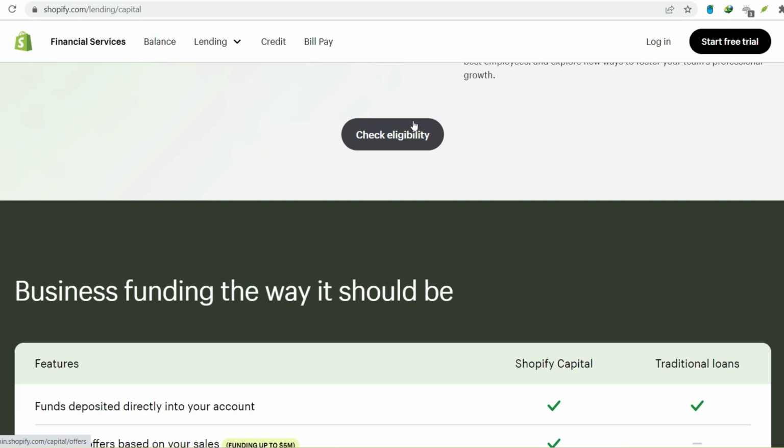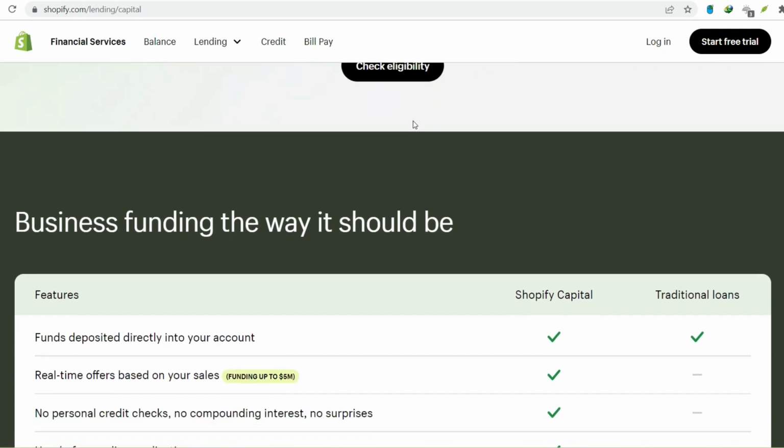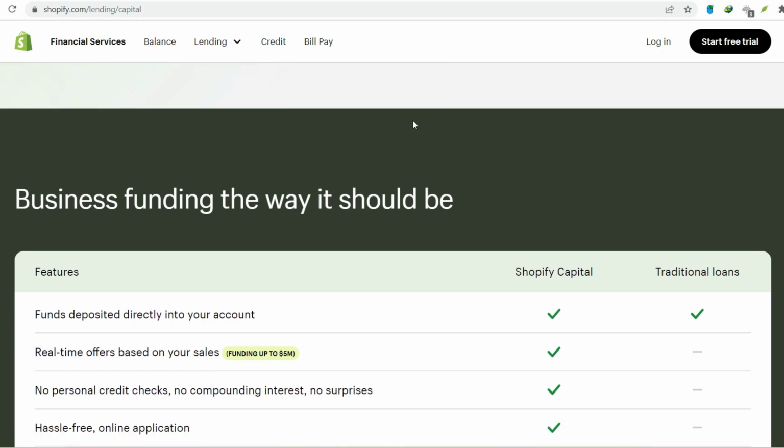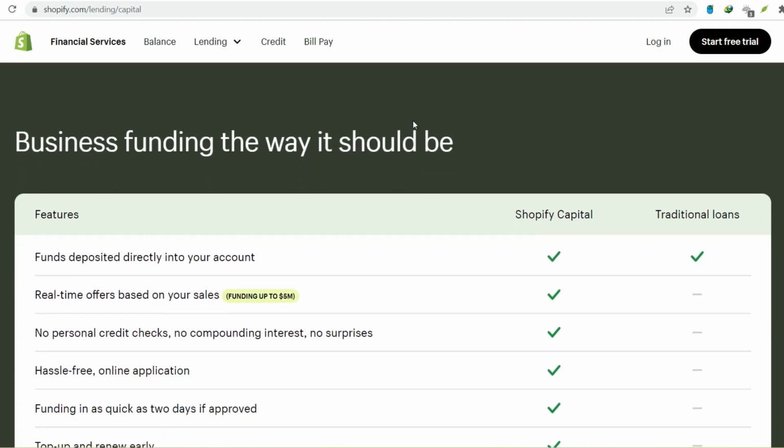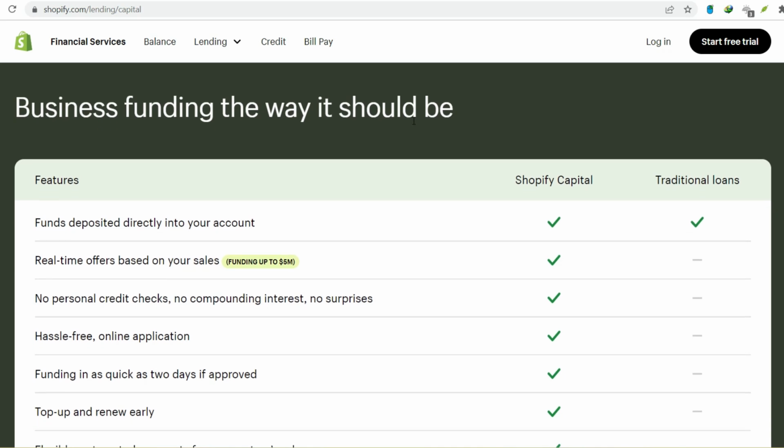Total payment amount, or total to remit: this is simply the amount advanced plus the fixed borrowing cost. This is the total amount you are obligated to repay. Remittance rate, or daily payment percentage: this is a percentage of your daily sales that Shopify will automatically deduct to repay the capital. This rate is also determined by Shopify based on your risk profile and sales history. It typically ranges from 8% to 17%.